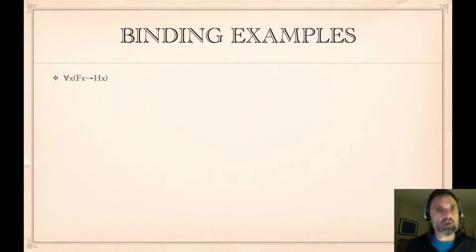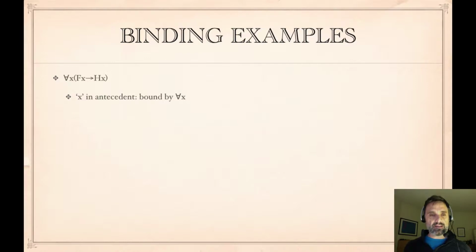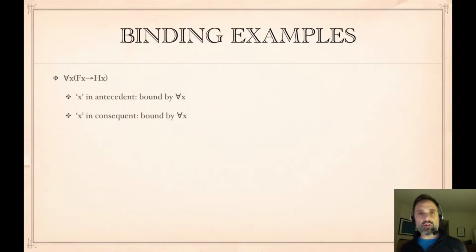So in this case, for all x, if Fx then Hx, we have a bunch of binding. The x in the antecedent is bound by the universal quantifier x, and the x in the consequent is bound by the universal x. So binding is a relationship between a quantifier and variables.